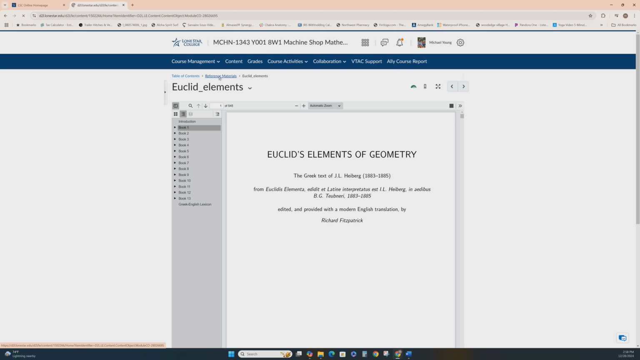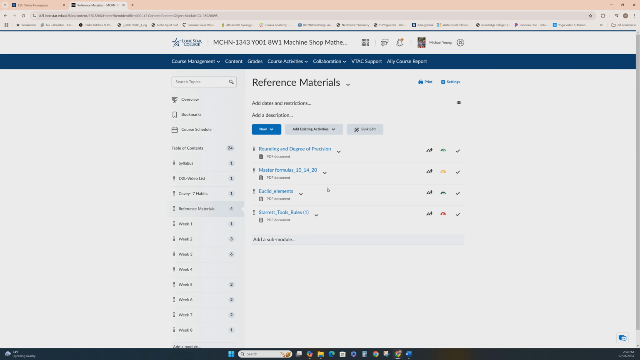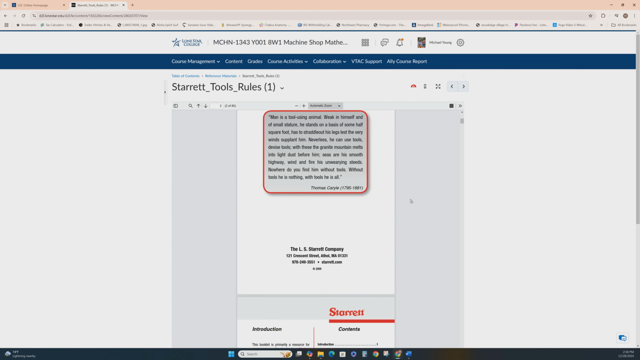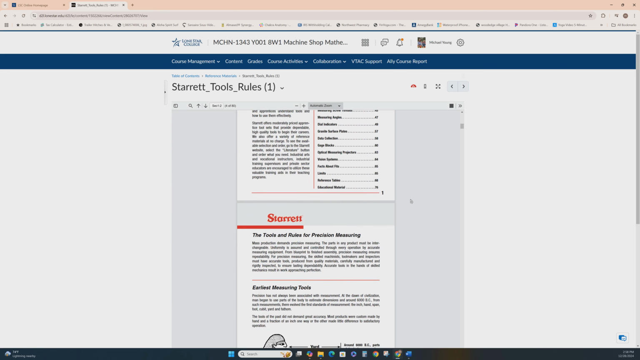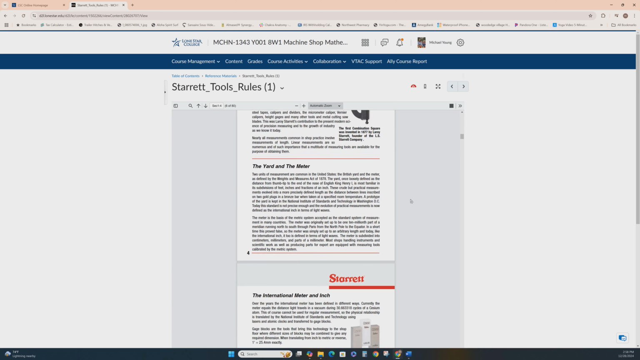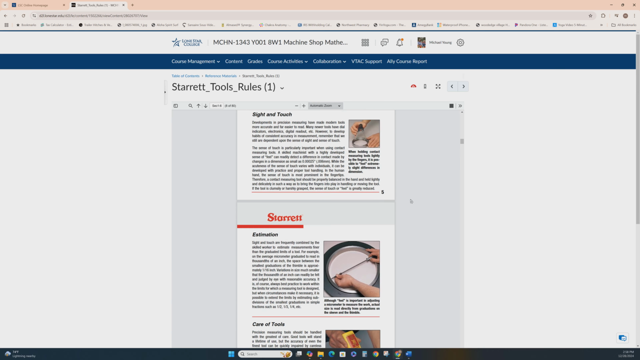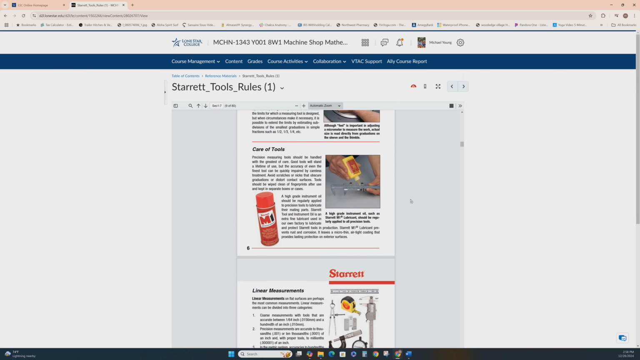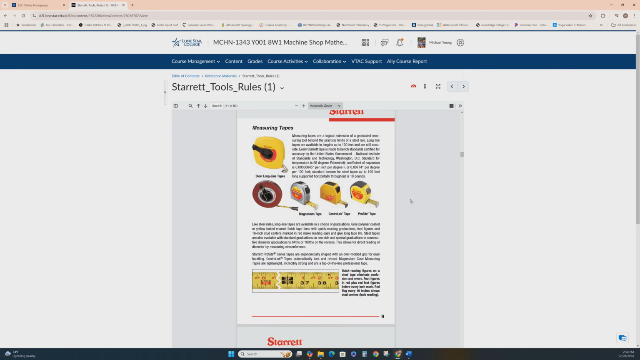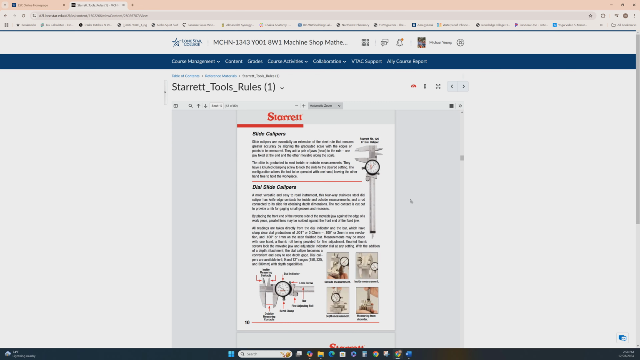Okay, let's go back to reference materials. All right, Starrett tools. This is important. Are you going to be tested over this? No, maybe not in this class, but you're going to use this in Basic Machine Shop. Download this. This came from Starrett. These people have forgotten more about making precision measuring tools and doing precision measuring than we've got time in our life to learn. Read through this, put it in a file, put it in your How You Did It folder.